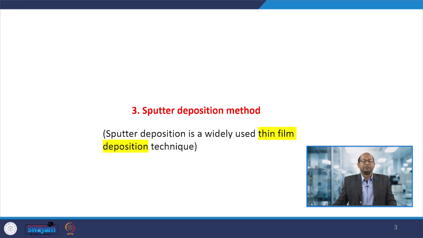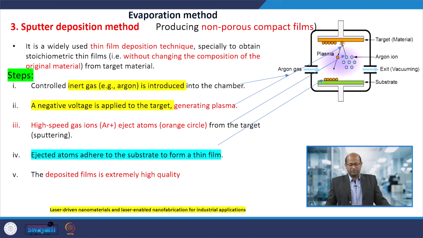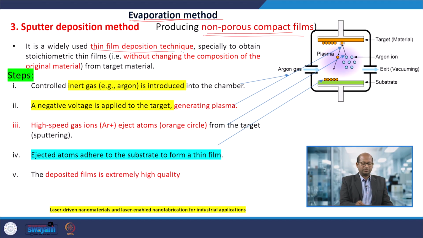By using these methods, we can prepare different types of nano thin films, and we will discuss this using sputter deposition. Sputter deposition is also an evaporation method. In this way we can produce non-porous, compact films. This method is widely used for thin film deposition without changing the composition of the original material from the target material that we want to deposit, particularly in the form of films.